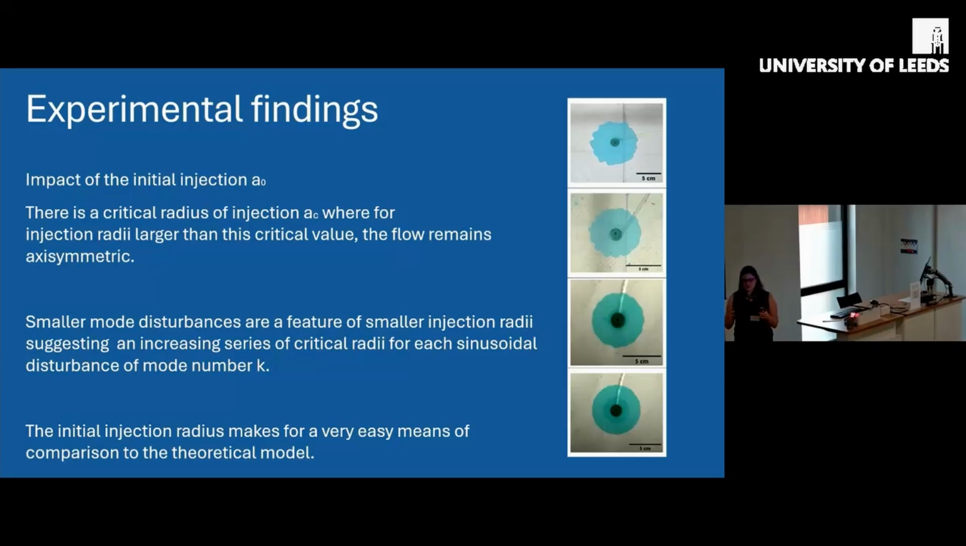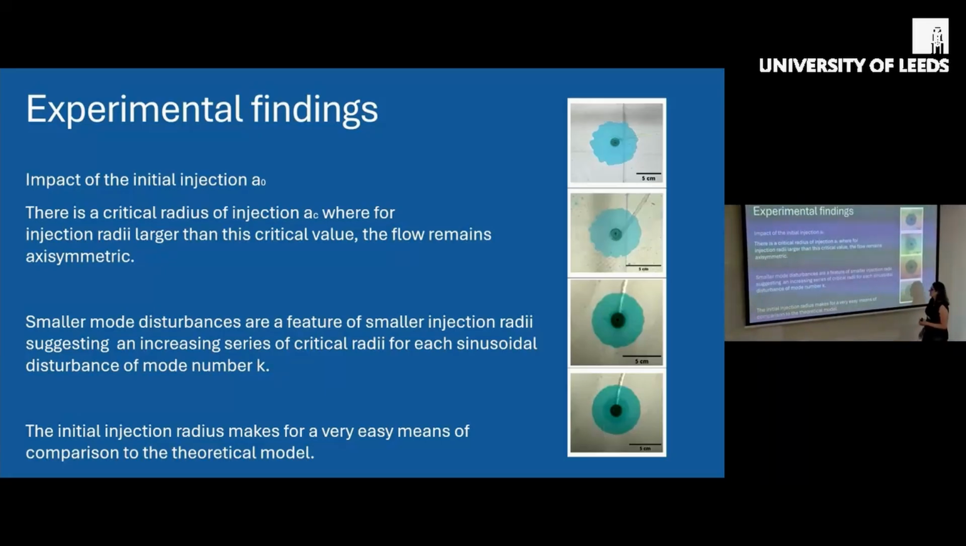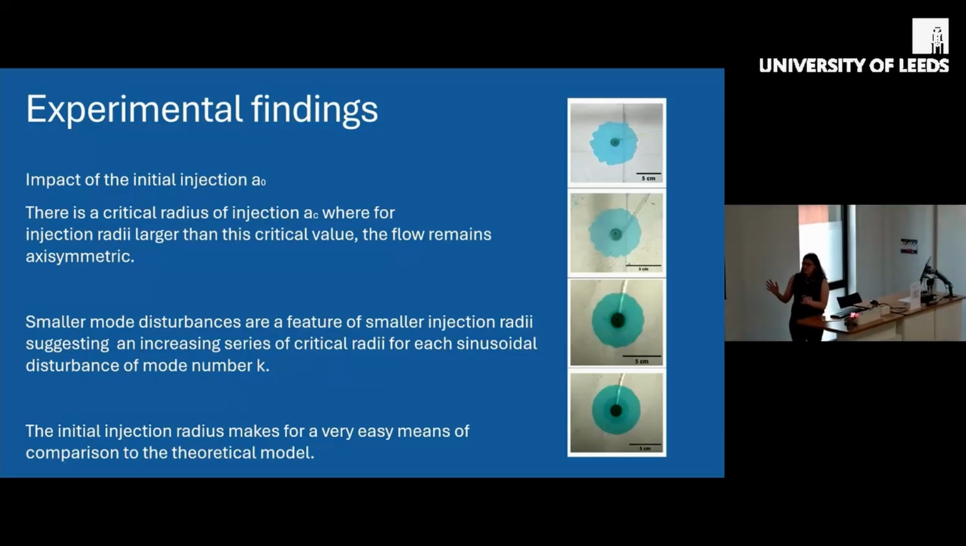So basically, I've got this critical radius. If I start with something less than that critical, I see fingers forming. But if I start with something greater than that critical, I don't get those fingers forming. And that's a result of the viscosity of the shear thinning fluid being greater than that of the surrounding silicone oil. So I've got this criteria that will determine stability. And it also appears that we have an increasing series of critical injection radii for each mode disturbance. So this was just what we kind of learned from the experiments, but I'm hoping to put it all together a bit more neatly now when I look at the theory.